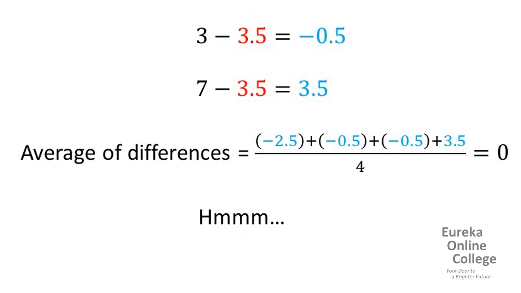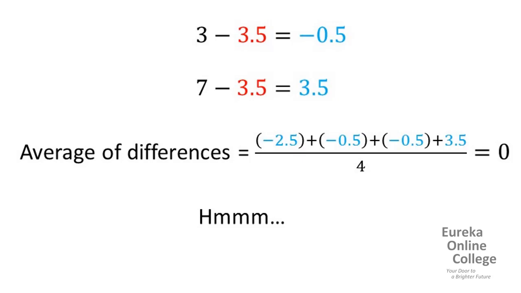And if I try and take the average of those differences, the average of the blue numbers, we can see here that what I get is minus 2.5 plus minus 0.5 plus minus 0.5 plus 3.5, divided by 4, because there's 4 of them. But this gives me 0. So in some sense we're saying the average difference between each number and the average of the data is 0. But none of the numbers are exactly the average. There's always some difference between them. So it doesn't really make sense to say that the average of these differences is 0.